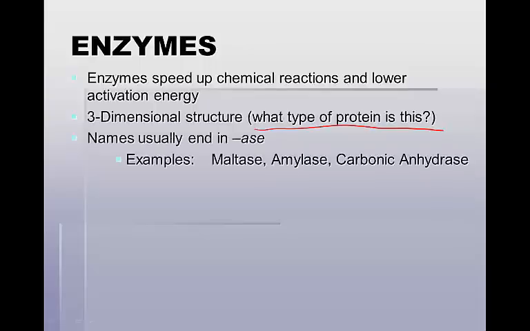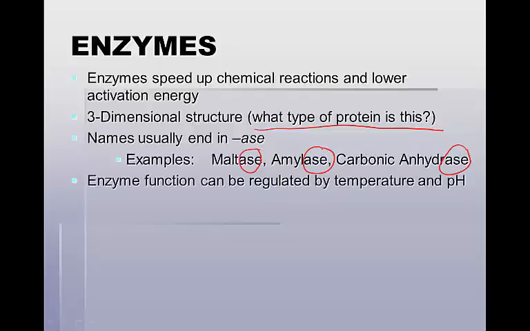Now, enzymes, you don't need to memorize the names of any enzymes, but on a test, you should easily be able to pick out enzymes out of a list because they usually end in the same three letters, ASE. So you don't need to memorize these three enzyme names: maltase, amylase, carbonic anhydrase. But if I put them on a test, you should know, oh, those are enzymes, those are proteins.